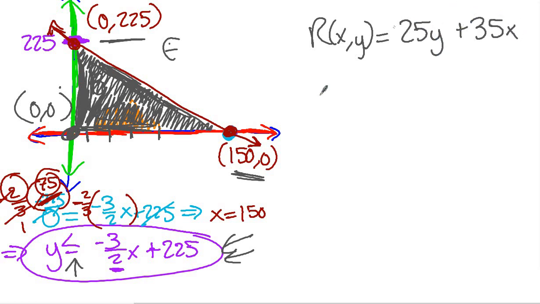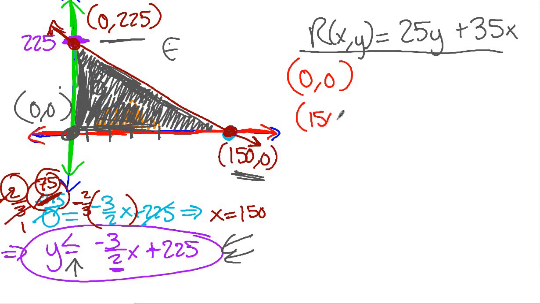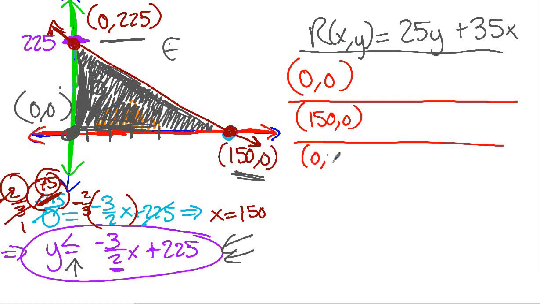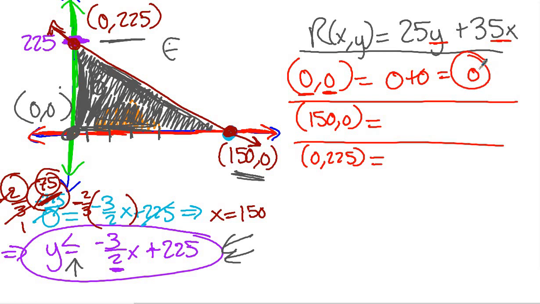How do we now find out the maximum or minimum? All we have to do is take those points, 0, 0, and 150, 0, and then finally 0, 225. We have to take those and just plug them in for x and y. So let's do that right now and see what gives us our best value. So 0, 0 is easy to plug in. That's just going to be 0 plus 0, which is 0. So obviously we probably don't want to go with that.